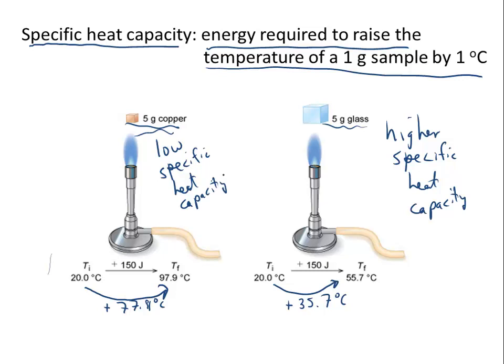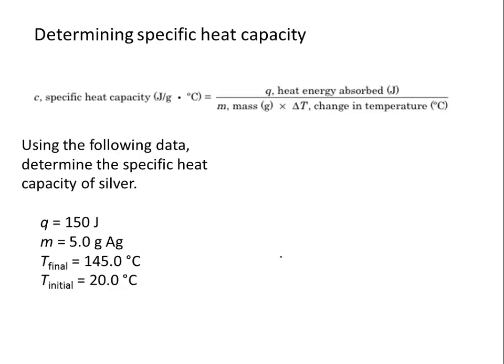So low specific heat capacity means it's easy to change its temperature. High specific heat capacity means it's hard to change its temperature. You can calculate specific heat capacity if you know how much energy is added to something. Basically, specific heat is equal to the number of joules over the mass, that is the number of grams, times the change in temperature. So if you know those, you can just calculate the specific heat capacity.